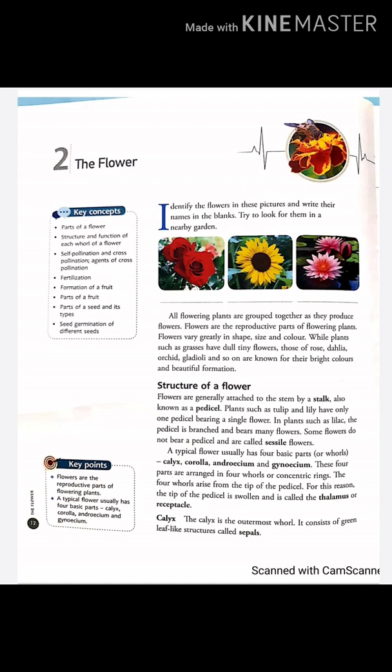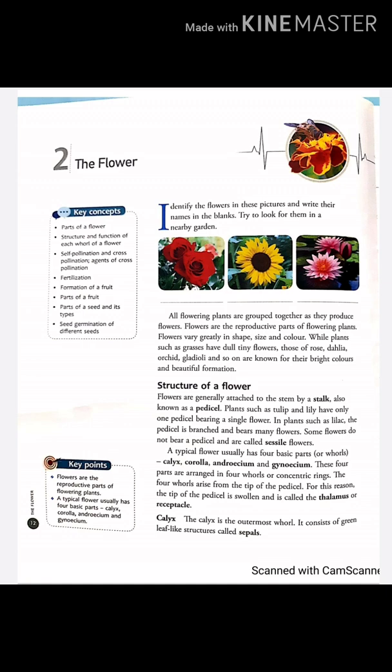So see what is self-pollination. Self-pollination involves the same plant when the pollen grains are transferred from the anthers to the stigma of the same flower or another flower of the same plant. Then see what is cross-pollination. When the pollen grains are transferred from the anthers of a flower to the stigma of a flower of another plant of the same type, it is called cross-pollination.